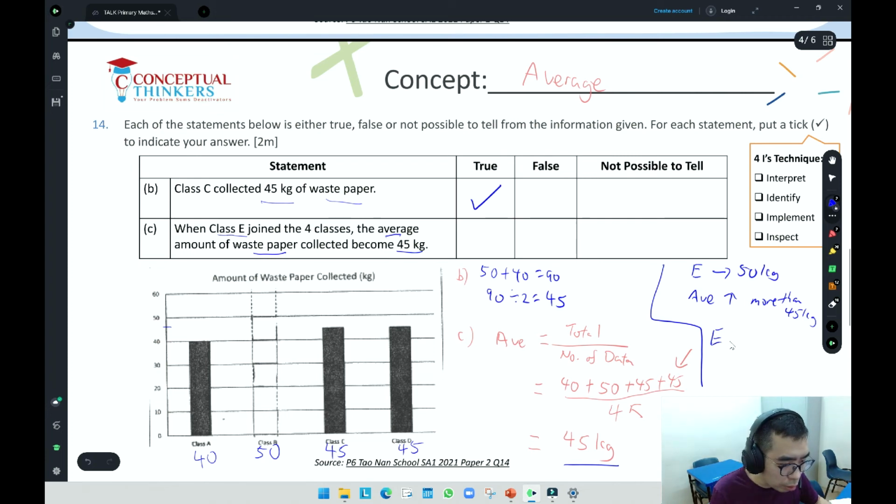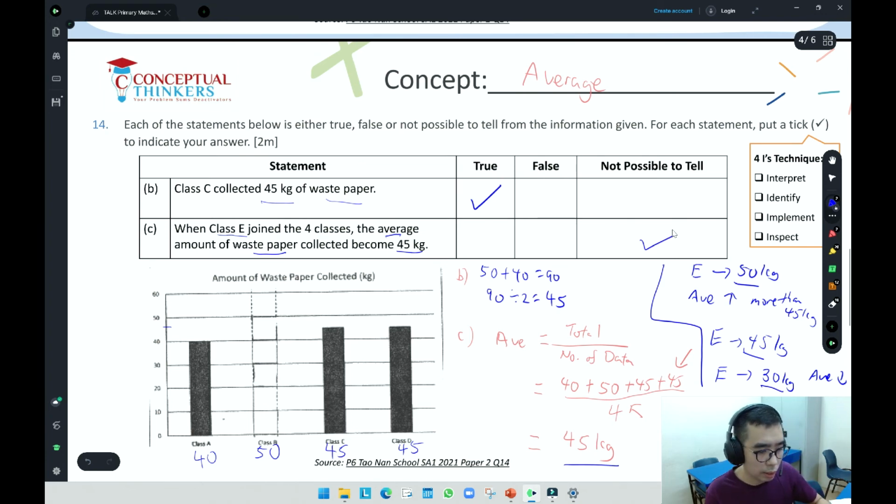If E contributes 45 kg, then this sentence will be true because the average doesn't change, right? You add in a 45, then we also add in another data below in terms of the calculation. The average will be the same. But if E is, let's say, 30 kg, which is less than 45, then what will happen is our average will go down, right? Average will go down. Because the question didn't tell us what is the amount of waste paper collected for class E, we cannot conclude whether it's actually 45 or it's not 45. Hence, the answer for this question should be not possible to tell.